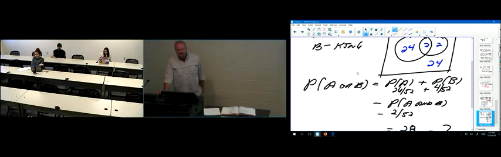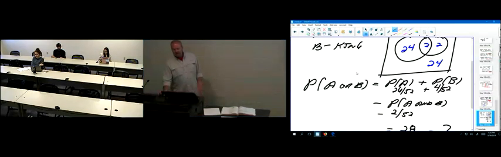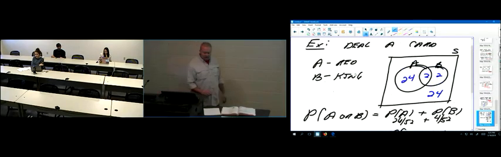I apologize if this seems out of control here. I mean, couldn't I just count it? Yeah, there's 26 red cards, there are 2 black kings, 26 and 2 is 28 out of 52. The formula actually shows you exactly what you're doing here. That's about as simple one as I can come up with for that.